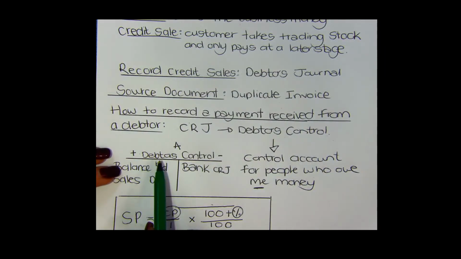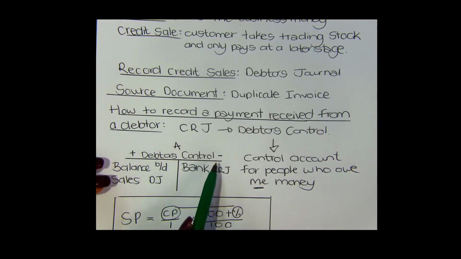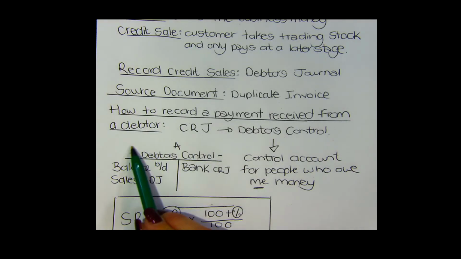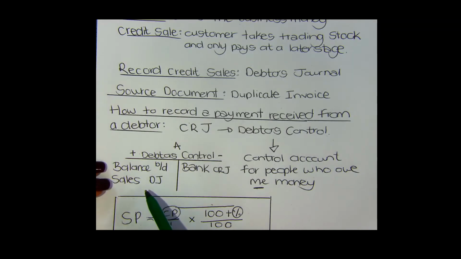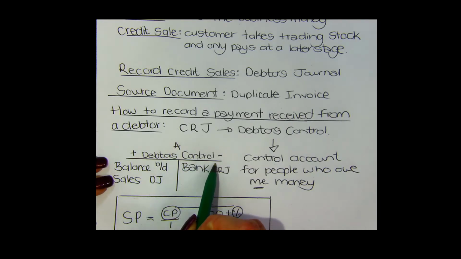Debtors control in my general ledger is classified as an asset. Assets increase on the debit and decrease on the credit. So this is what we are moving on to in our next section. I'm not going to go into too much detail about that, but all you need to understand is that debtors control is an asset, increases on the debit, decreases on the credit.